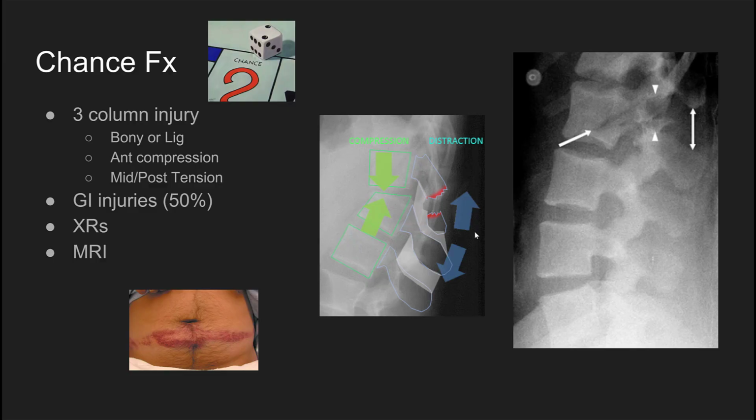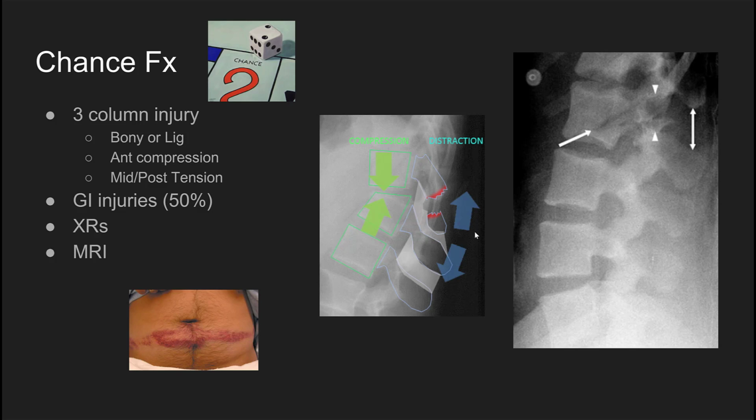So this one, I'm going to talk about the chance fractures. This is your 3-column injury. It could be bony, it could be ligamentous, like a soft tissue chance. Usually it's the same thing. You have anterior compression, but then in the back, in the middle column and the posterior column, you have that tension or distraction injury.